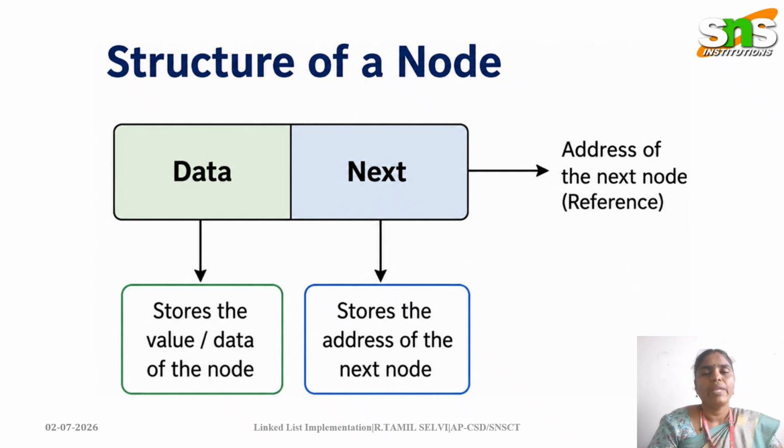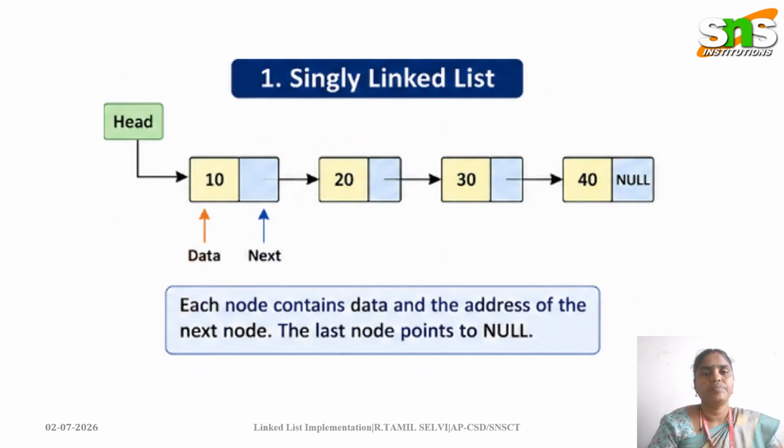Structure of a node. Every linked list is made up of nodes, and each node contains two parts, that is data and next. The first one is data, which stores the value of the data, and the next stores the address of the next node.